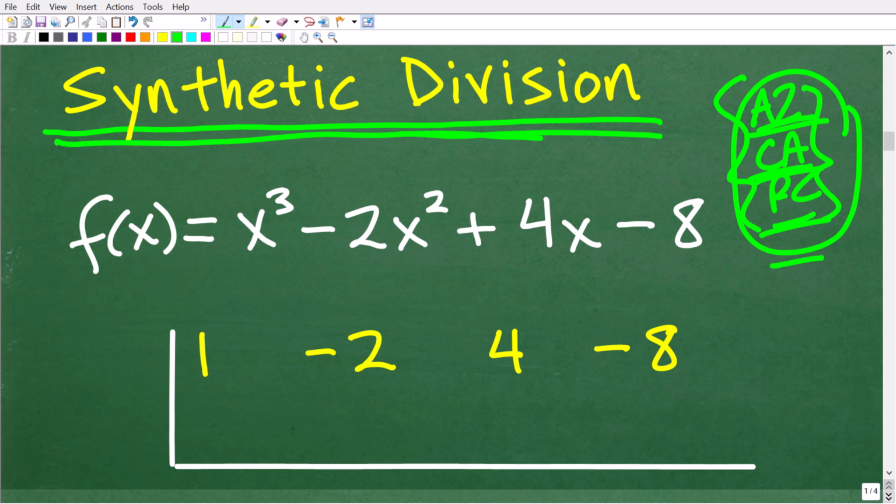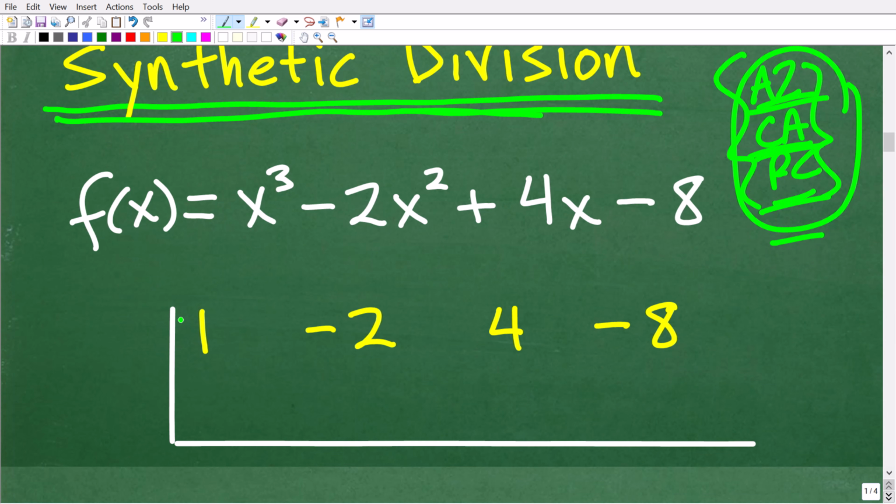And the way this works is the following. Okay, so you can see here I have this little L thing, and then I have some numbers. Now these numbers, 1, -2, 4, and -8, come from the function itself. And we're focused in on the coefficients here. Now, the first thing that we want to really understand is that we have to have our function written in standard form. That is highest to lowest power. So here we have x cubed, x squared, x, and then our number.